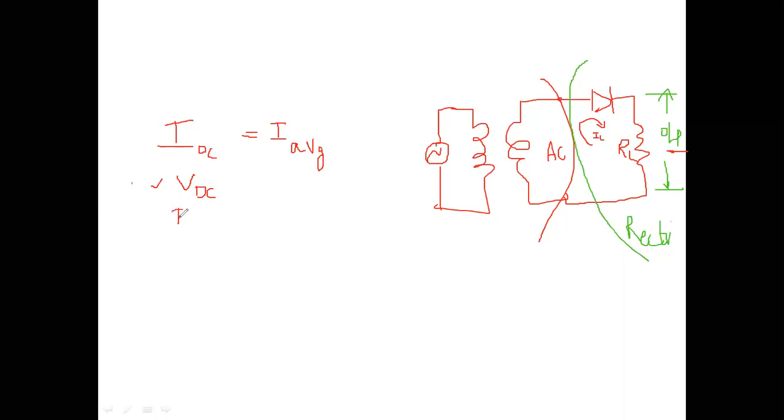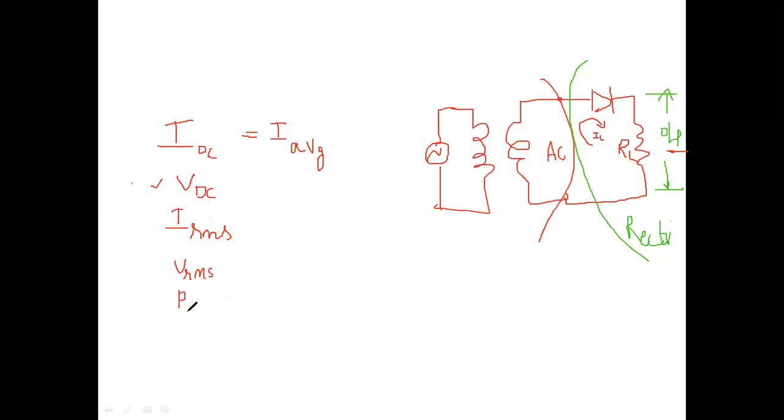And now IRMS. I have to find IRMS, the root mean square value of current. This is the AC component. Once I get IRMS, I will get VRMS. Once I get IDC, VDC, IRMS, VRMS, easily I can find the output power.